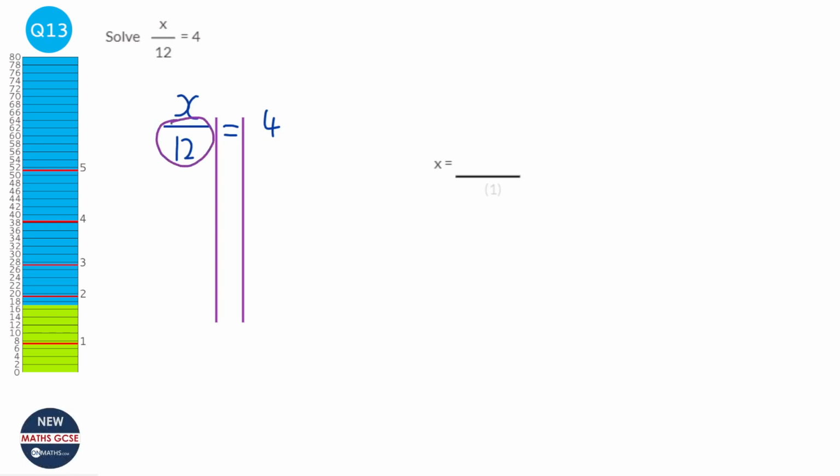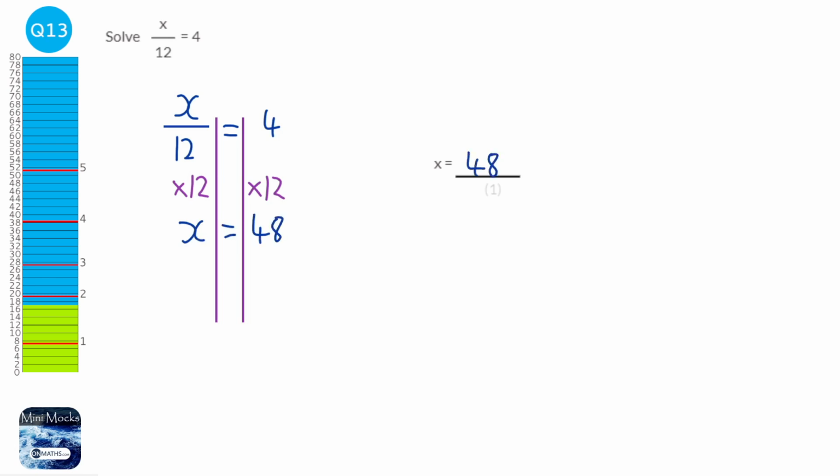This over 12. What does over 12 mean? Well, it means divide by 12. So how do we get rid of it? Well, we do the opposite, the inverse of divided by 12. What is the opposite of divide by 12? Times 12. Now these lines show us that whatever we do on the left hand side, we have to do on the right hand side. So we have to times 12 both sides. So on the left hand side we're left with x, on the right hand side we do 4 times 12, which is 48. So our solution is x equals 48.